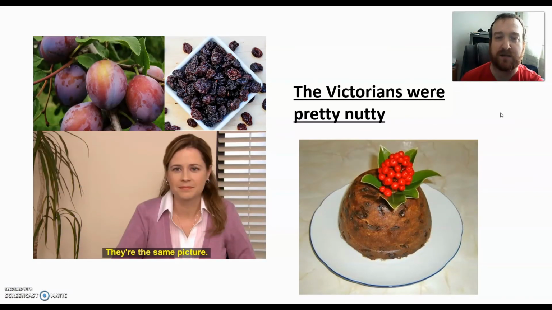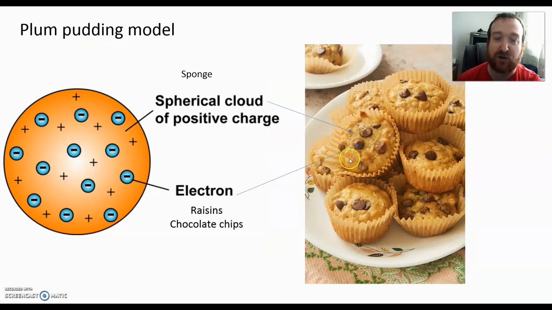Okay, one of the things that students get hung up on and get confused by is the fact that it's called a plum pudding model. Okay, now the Victorians are a little bit odd, and they had the same name for plums as raisins, so they call raisins plums. And a plum pudding is like a Christmas pudding, where there's raisins inside this bit of kind of spongy bits. Okay, a more modern way of thinking about it might be a chocolate chip muffin.